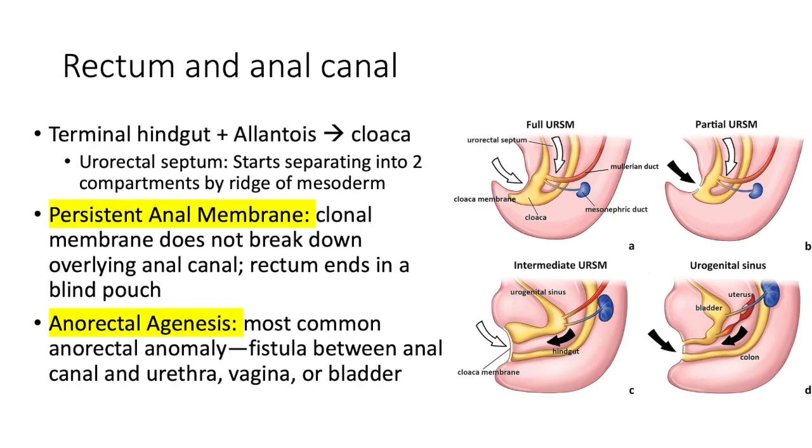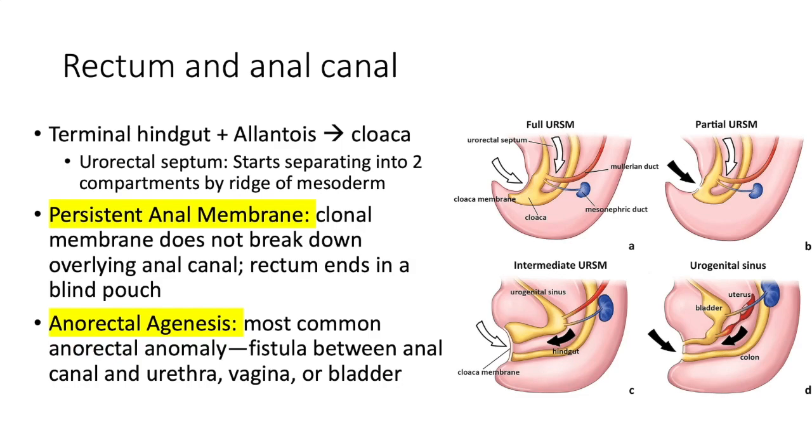Okay, the rectum and anal canal. So we've got this terminal hindgut, and if you can see it on the picture, you can see the terminal hindgut and you can see the allantois. And then they're sort of coming together to form the cloaca. So as they form that membrane, there is a urorectal septum. And it's going to start separating into two compartments by the ridge of mesoderm.